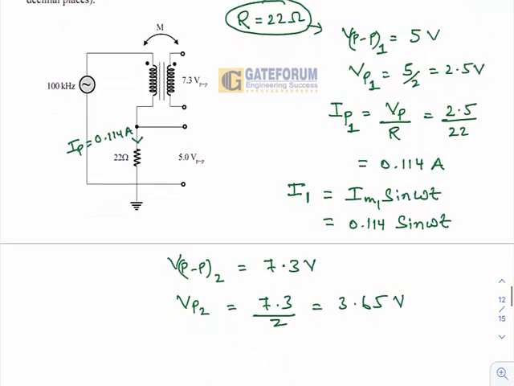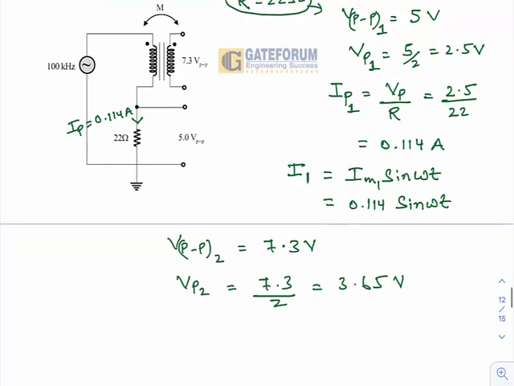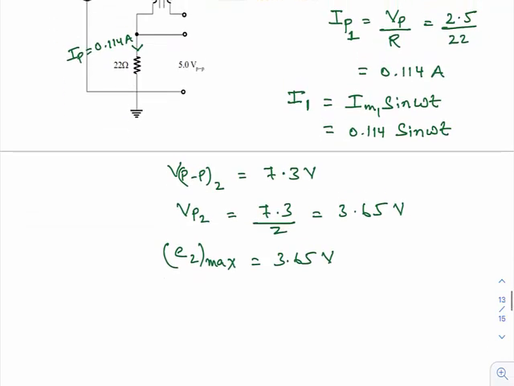Okay, so that is the peak to peak voltage of secondary. Now since there is no resistance connected at the secondary winding, the voltage or EMF would be the same, right? So I can write E2 maximum as 3.65 volt. Why? Because there is no resistance or leakage inductance connected to it. Okay, so I can write E2 max as 3.65 volt.